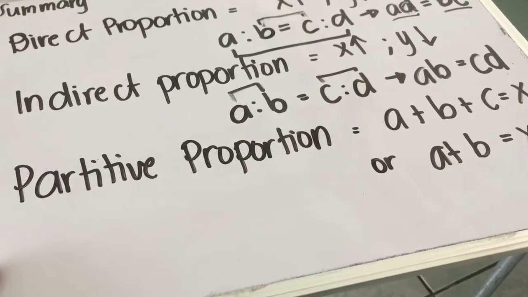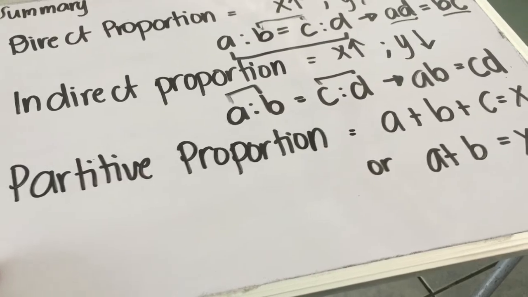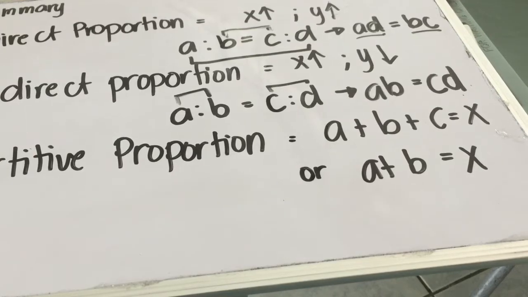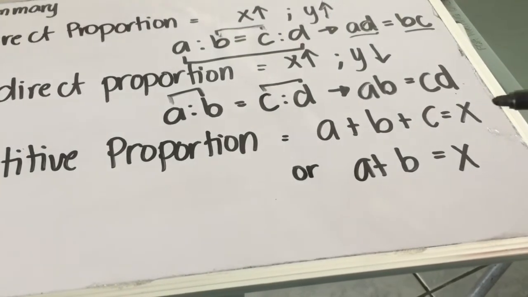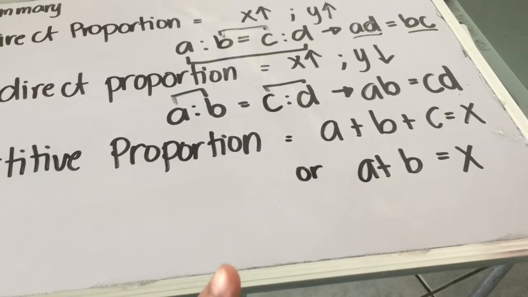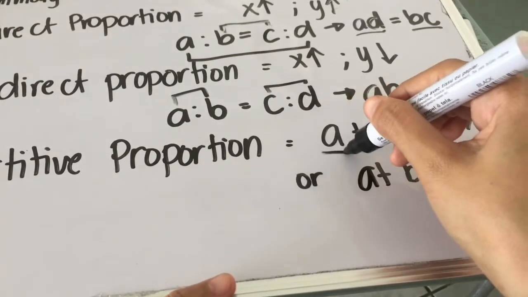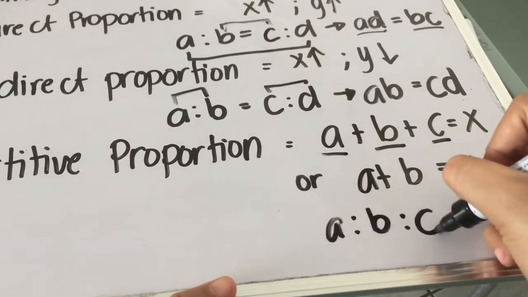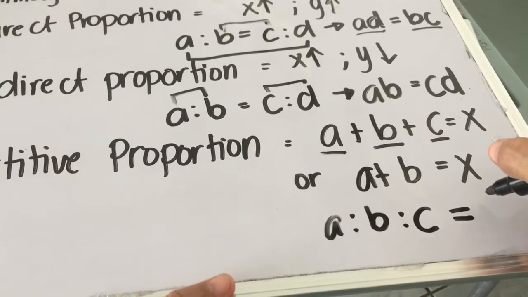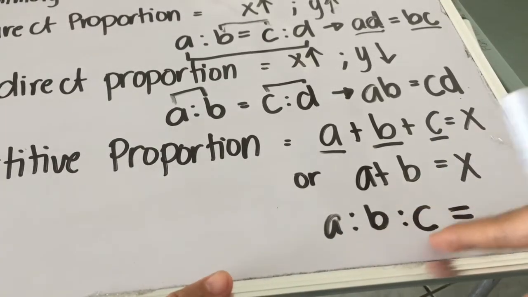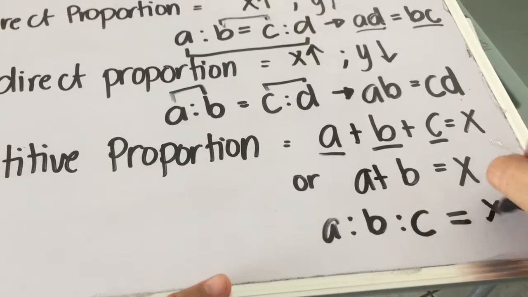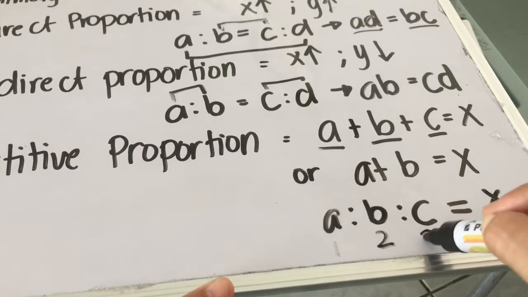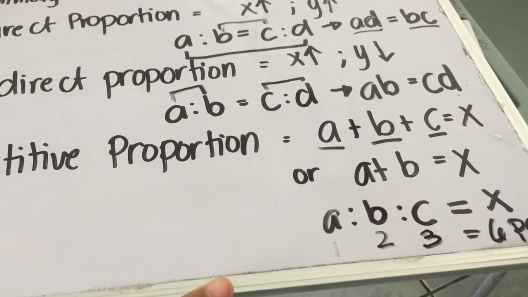So next, we have the partitive proportion. Sa partitive proportion naman, madidistinguish mo talaga siya agad-agad kasi commonly, partitive proportion problems have 3 ratios, like A is to B is to C. So you will add that up. You have A plus B plus C parts. So we have X. For example, 1 plus 2 plus 3, we have 6 parts. Ganon.